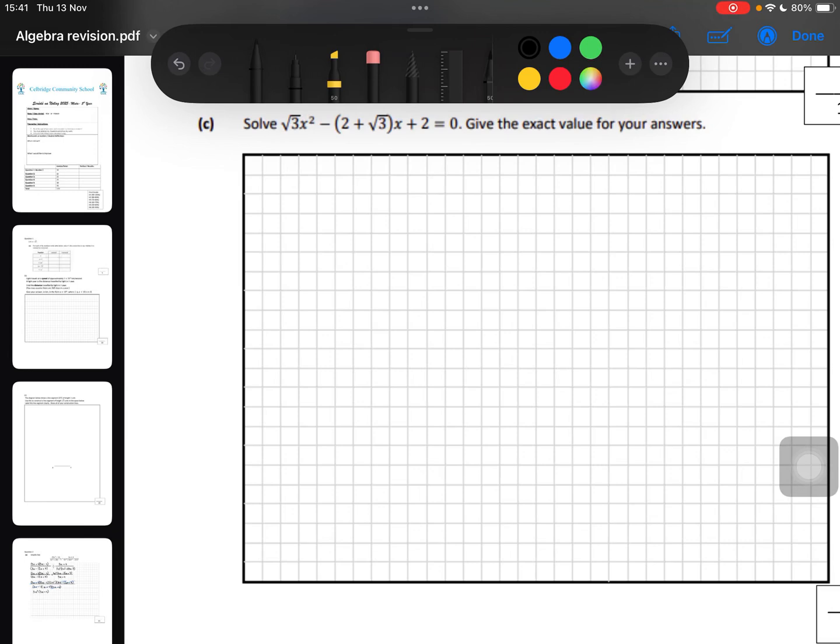Okay, this question is really interesting. It says solve, and then it gives us a quadratic. But our quadratic includes surds. So our coefficient of x squared is square root 3, and our coefficient of x is 2 plus square root 3. And then our constant at the end is a 2 by itself.